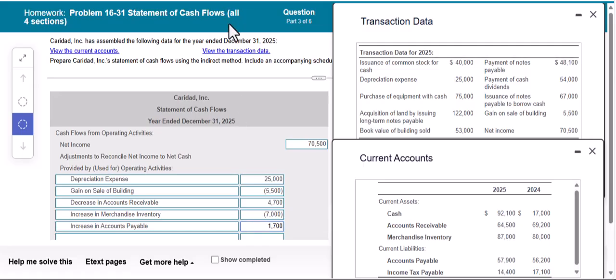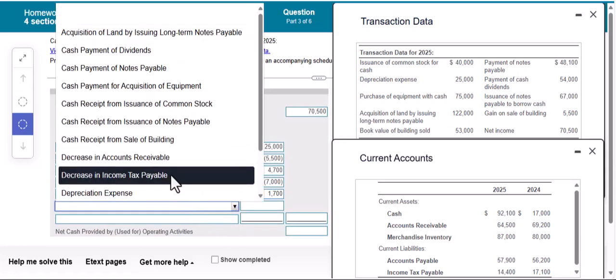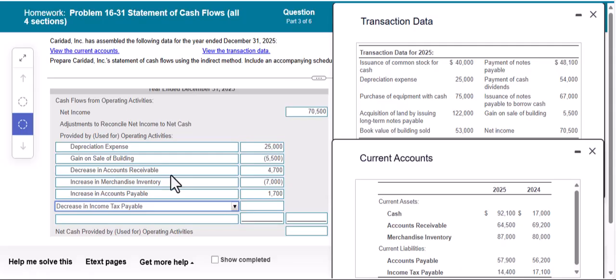And then we are not quite done here with the current liabilities. We have income tax payable. It looks like in 2024 it was $17,100, but then it went down to $14,400. So that is a $2,700 difference, a decrease in income tax payable. And in order for income tax payable to decrease, we have to pay cash. So that means that $2,700 will be negative since cash has to go out.